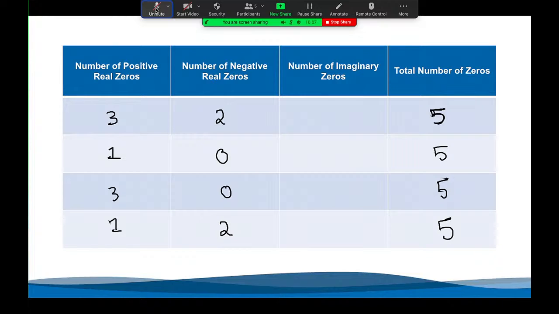Now all we need to do is solve for the number of imaginary zeros. Remember that every row needs to add to 5. So in the first row we have 3 plus 2, which already equals 5. So there would be 0 imaginary zeros. In the next row we have 1 plus 0, so there have to be 4 imaginary zeros. Then we have 3 positive and 0 negative, so we'd have to have 2 imaginary. Then we have 1 positive and 2 negative. So then we would have 2 imaginary.